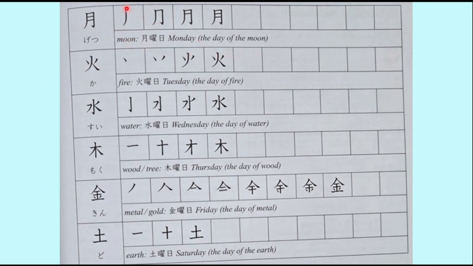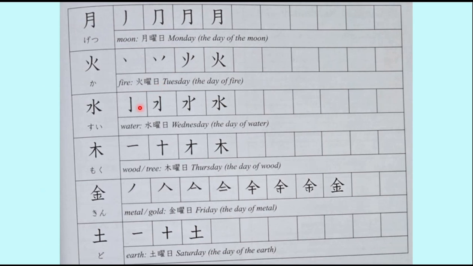This is the stroke order for moon. First stroke, second stroke, third stroke, fourth stroke, and fifth stroke. In four strokes, we can make getsu and getsu yobi. Then next is ka, which means fire. This is the other element. So first stroke, second stroke, third stroke, fourth stroke. So again in four strokes we can write fire, and when added with the yobi, it becomes Tuesday, which is the day of fire.